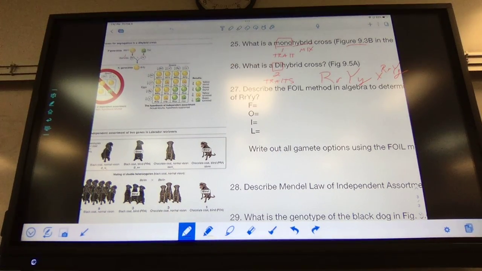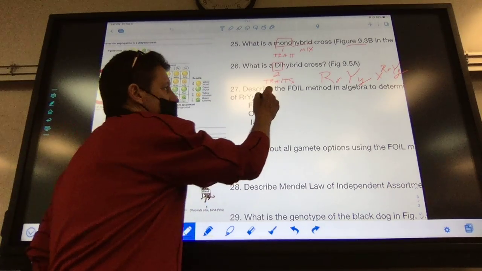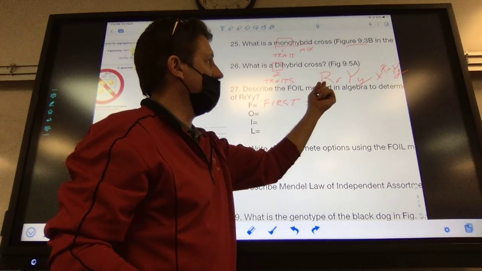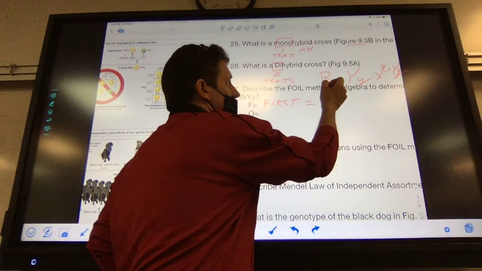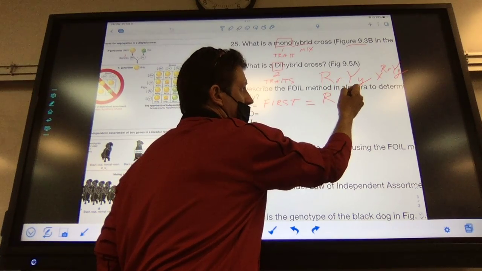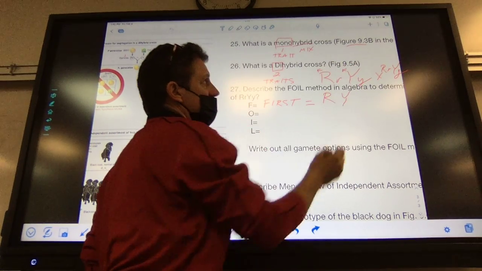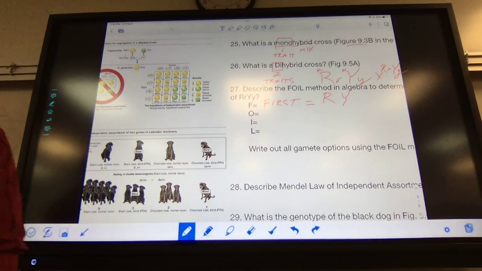27, you know this in algebra? The FOIL method, to get all the possible combinations of two sets. What does the F stand for in the acronym FOIL? The first of each pair. In that case, it's capital letter R and capital letter Y. The first of each pair. So this is the first, and that is the first. What does the O stand for? Outer or outside.